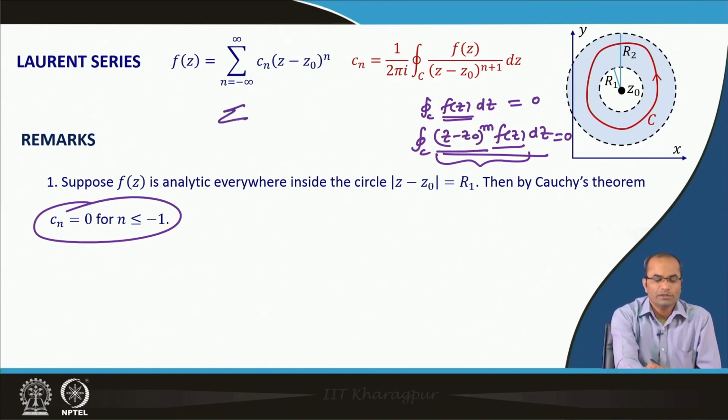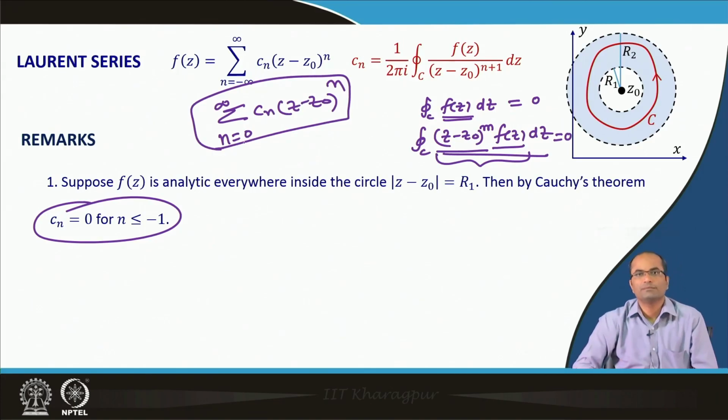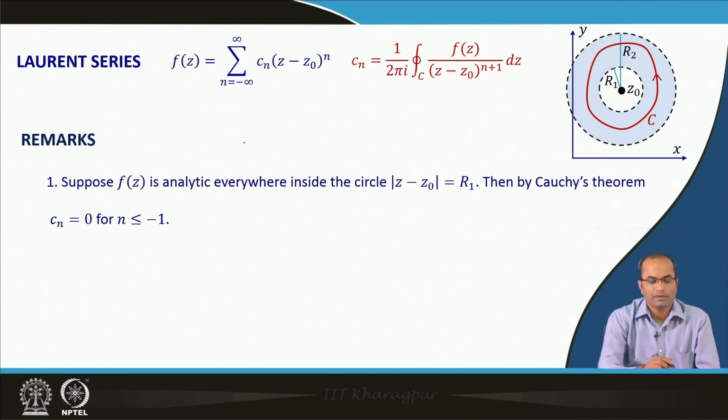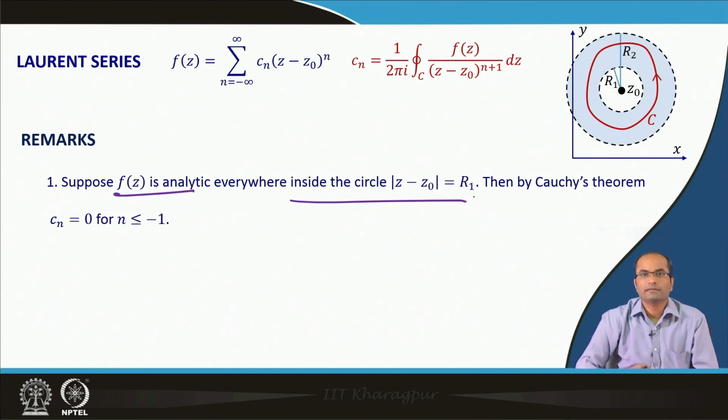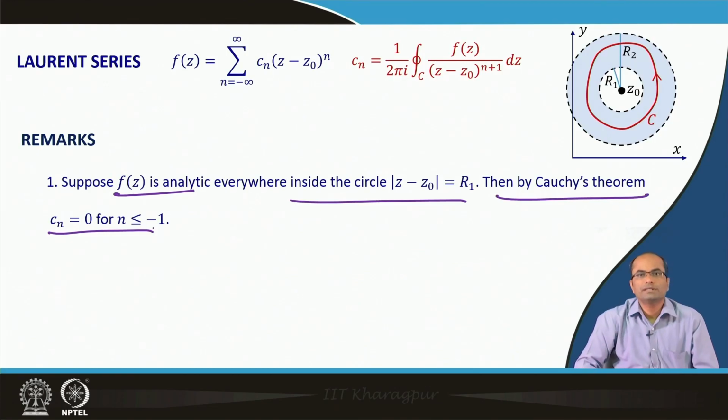So, this summation will reduce to n equal to 0 to infinity, and then we have C n and z minus z 0 to the power n. This is simply the Taylor series which we have already discussed. So, that is the first remark: if f z is analytic everywhere inside the inner circle as well, then by the Cauchy theorem we have seen that all these C n's, that means all the negative powers of z minus z 0, all these terms will disappear and we will get the Taylor series.